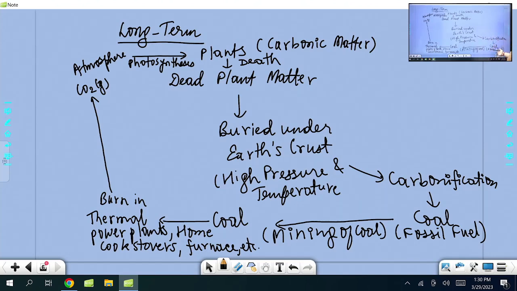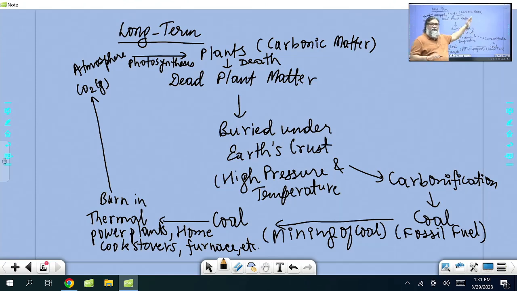Then there is a process of carbonification, coal formation, and then we as humans do the mining of the coal, take it out, and burn it in different applications, and then CO2 goes into the atmosphere. The formation of fossil fuel takes hundreds and thousands of years, which man easily takes out from the earth's crust. We do the mining and we burn it, releasing the CO2. Formation of coal takes a long time, but burning takes a very short time. We burn it and release CO2.